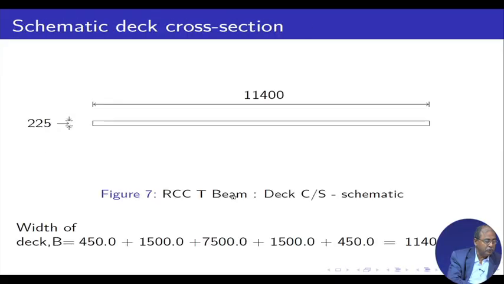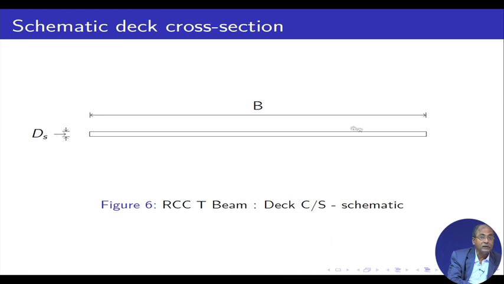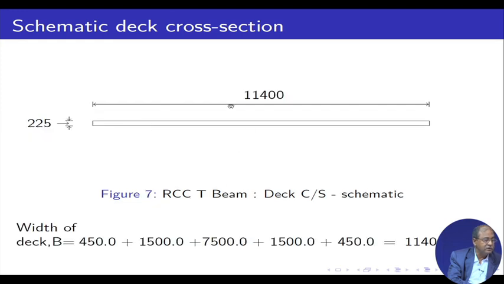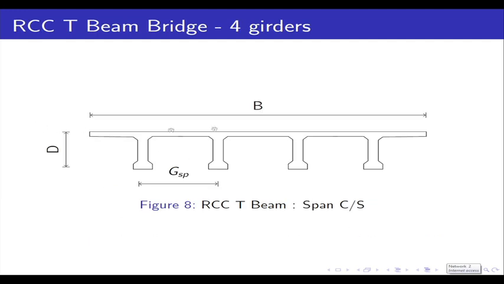Now we shall come back to our problem, B and your DS. The 11400, which we have already discussed and I have shown you, is the one we consider here. And let us say we shall take 4 girders.